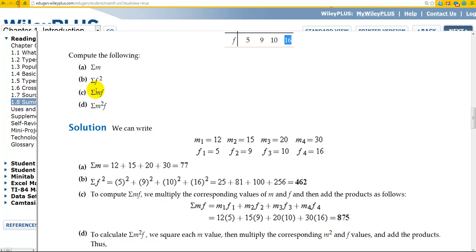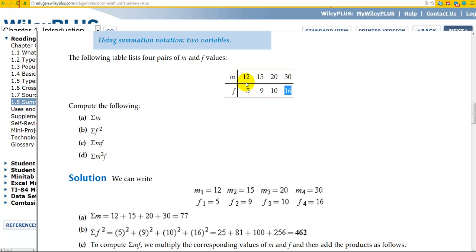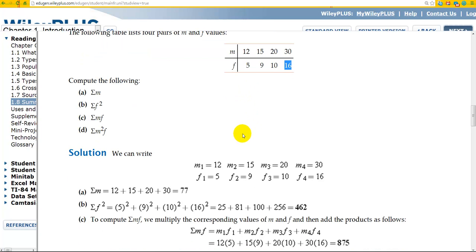Okay, what does this mean? Sigma MF. That means take 12 times 5 plus 15 times 9 plus 20 times 10 plus 30 times 16.